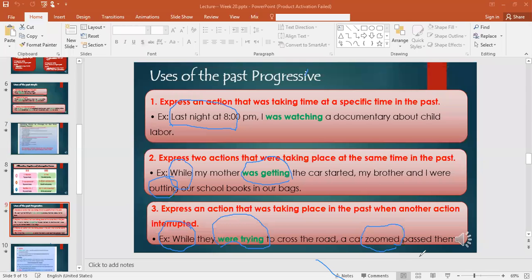Yes. Okay, so let's sum up. It is used, as we said, to express actions that were taking place in the past at a specific time, express two actions taking place at the same time in the past, and express an action that was taking place in the past when another action interrupted. Is everything clear till now? Yes. Let's just erase all these scratches before we move to the other slide. Okay.